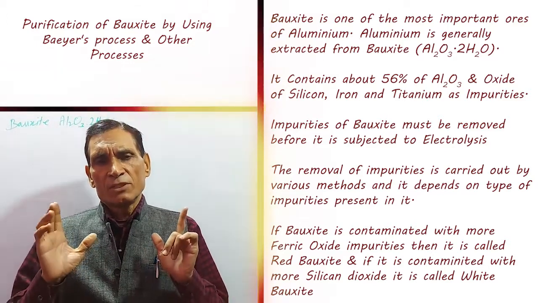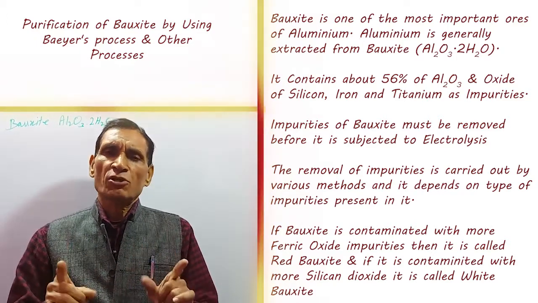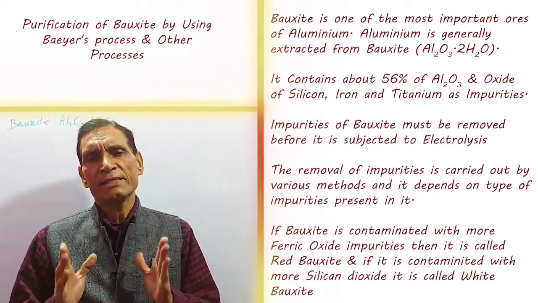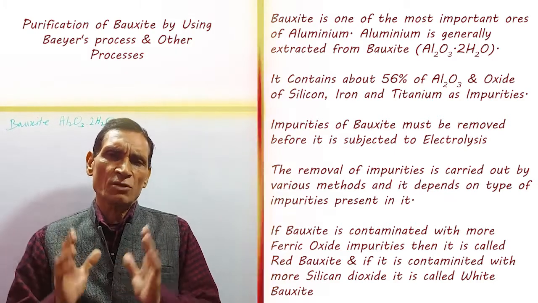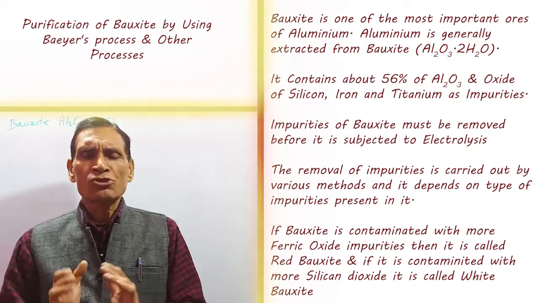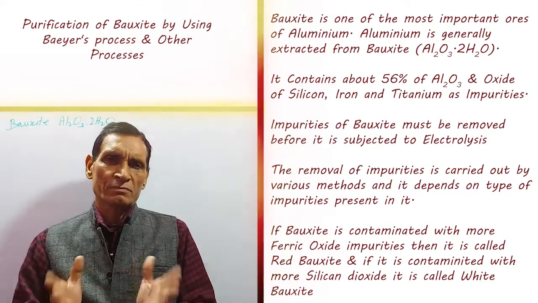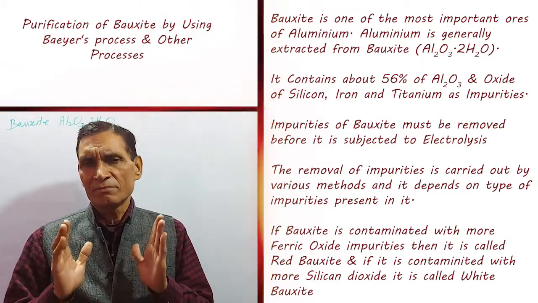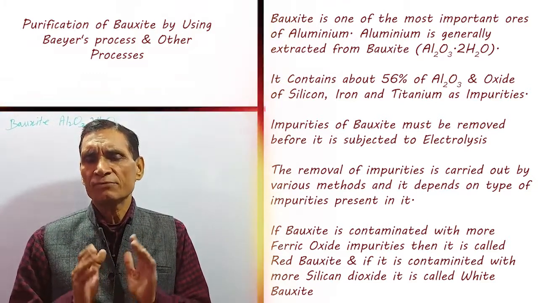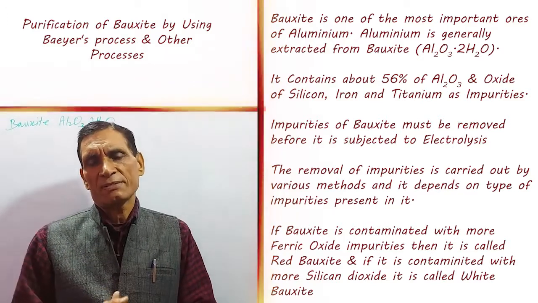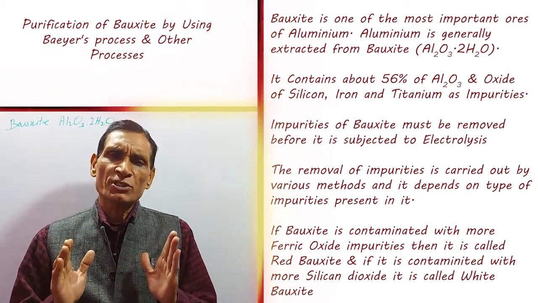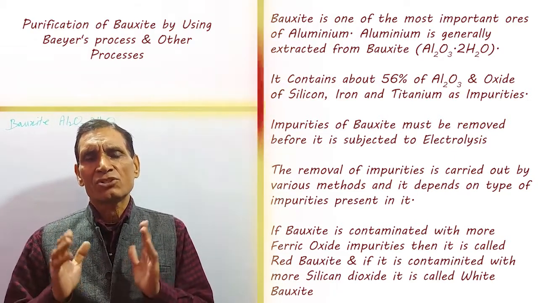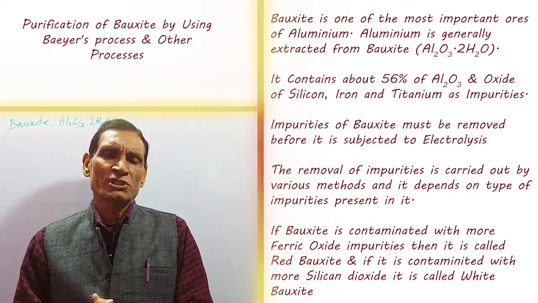This process is used when bauxite contains more ferric oxide as impurity. Bauxite is first ground and roasted at low temperature to convert ferrous oxide, if any impurity is present there, into ferric oxide. And this roasted ore is digested in strong, concentrated, hot sodium hydroxide solution.